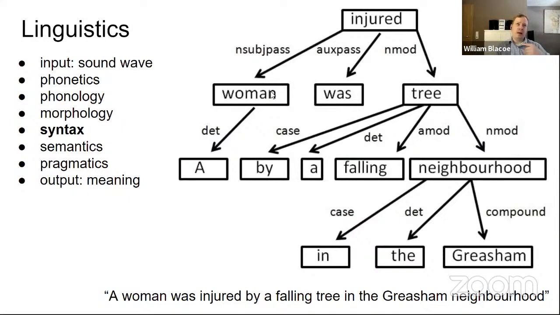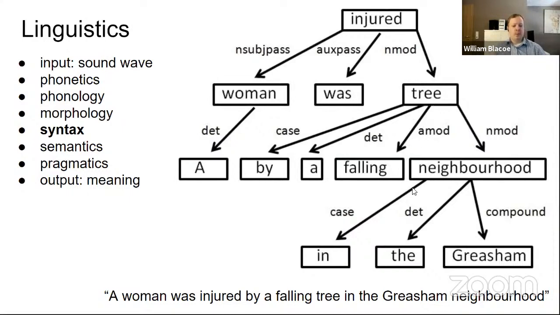If it were in its active voice, you would have a subject doing the injuring and an object being injured. But because it's passive, a woman is being injured, but is in the subject position of the sentence, right? That's what passive is. And then there is a prepositional phrase with the preposition "by," which gives you the thing doing the injuring. So that's a tree.